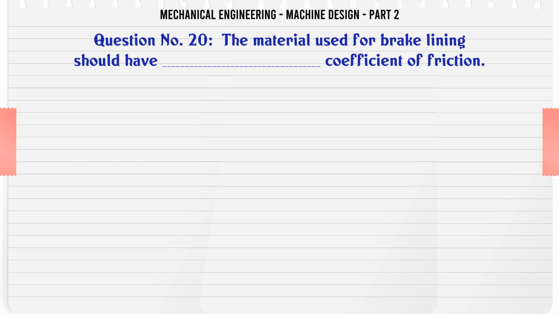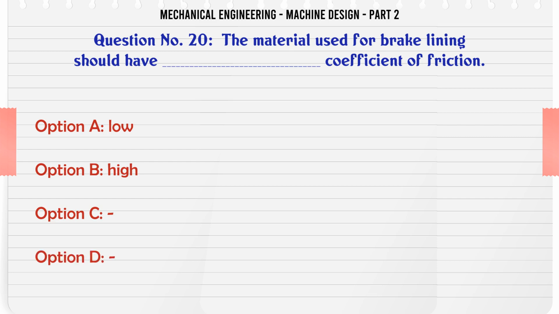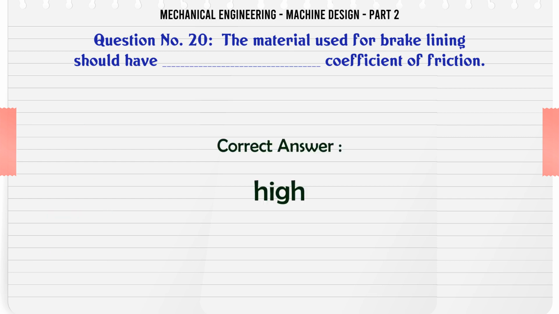The material used for brake lining should have coefficient of friction A. Low. B. High. C. D. The correct answer is high.